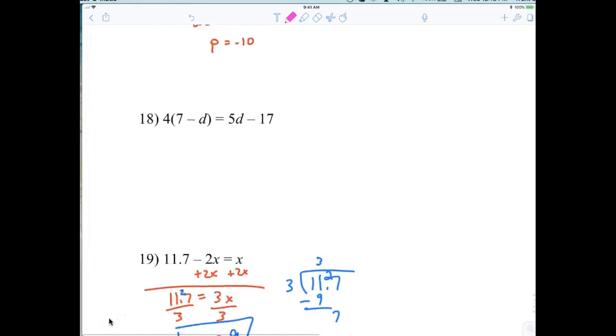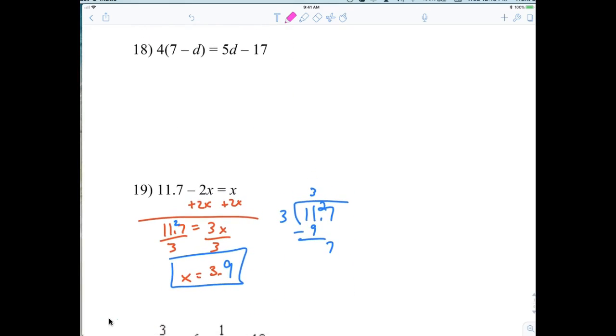Yes, Connor, you're up. 18. Okay, so. Now, can I divide here? Listen, Julian, you're sarcastic. I don't want to hear it. Go. Well, I did 4 times 28, and then 4 times negative 40, and that equals 5d minus 17. Good. And then you subtract 28, negative 17, you get negative 45, negative 40 minus 5d. Good. So hold up 1 second.